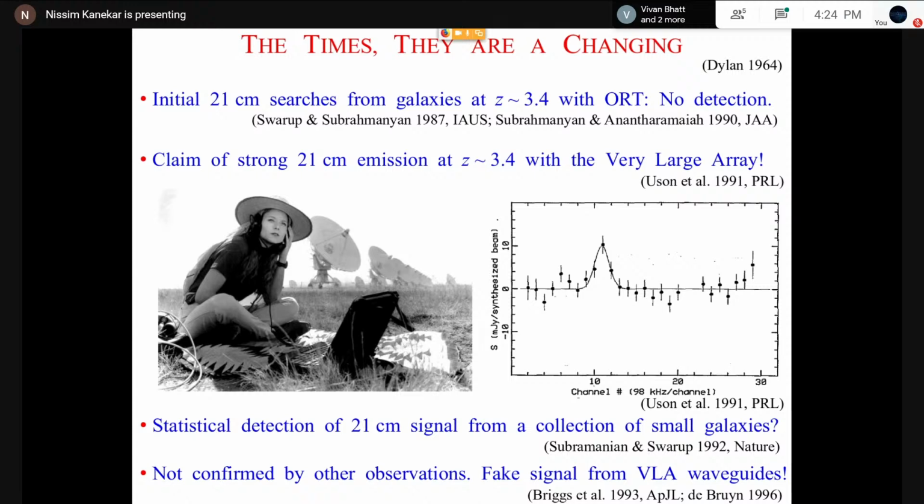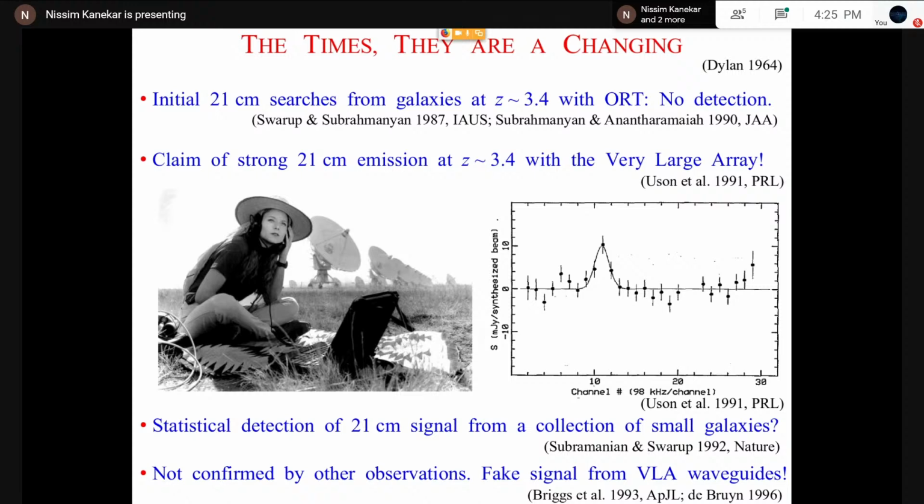Remember, the UTI telescope already had 327 megahertz receivers. And it was a very big telescope, not as big as the GMRT, but it was still pretty big. So Govind and Ravi started doing these searches, and they published a couple of papers, Govind and Ravi in 87, and then Ravi and Antaramaya in 1990, basically saying they didn't see anything at all. And that was unfortunate, but not entirely surprising. UTI was not a very powerful telescope.